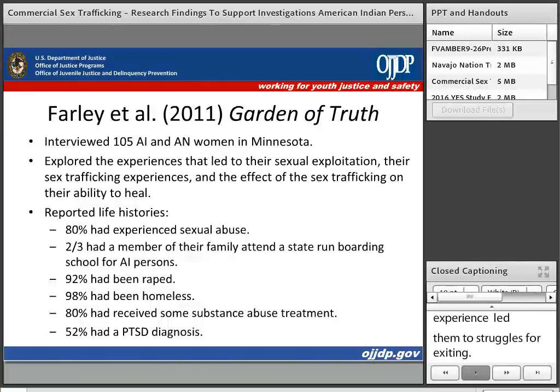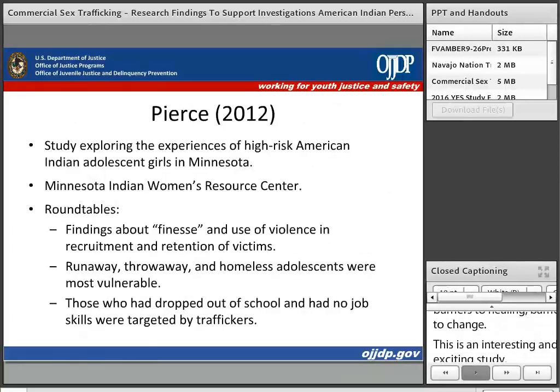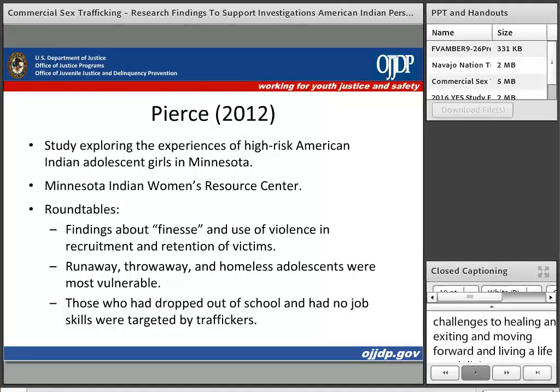So here are some of the things in their life history. Nearly 80% had an experience of sexual abuse. 2/3 had a member that had been placed in a state-run boarding school for American Indian persons. 92% had been raped. 98% had been homeless. 80% had received some sort of substance abuse treatment, and 52% had a diagnosis of PTSD. Those are very significant barriers to healing, barriers to change, and this is a really interesting and exciting study to read about the narratives of challenges to healing and to exiting and to moving forward and finding a life worth living.